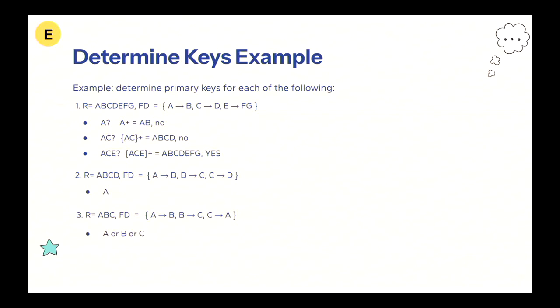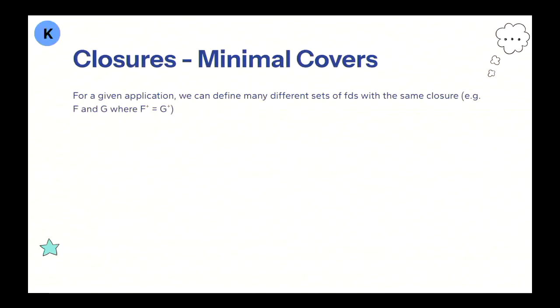Yes. We have three candidate keys here because all of their closures are equal to R. This is like a looped dependency, so all of them could be used as a key here. And talking about closures, it is related to another important concept called minimal covers.